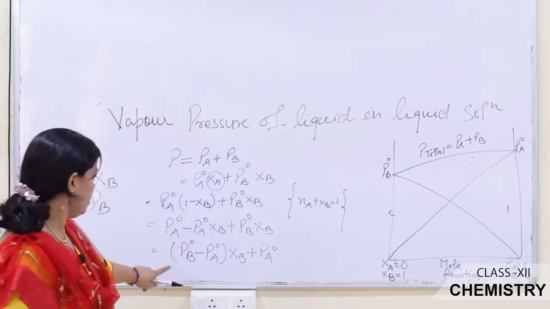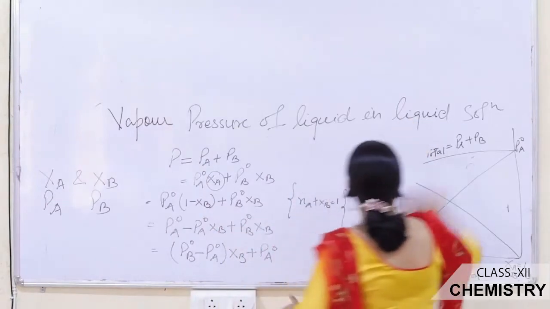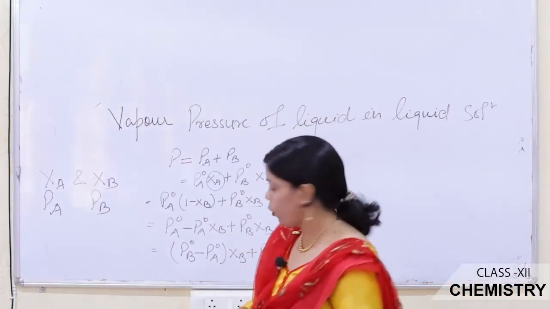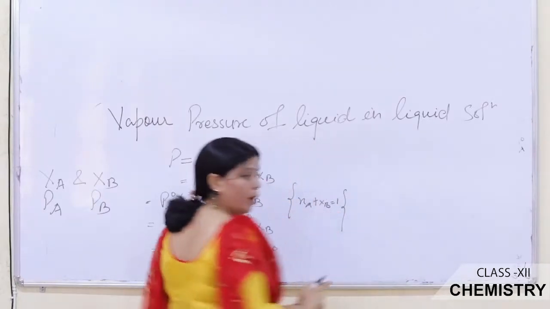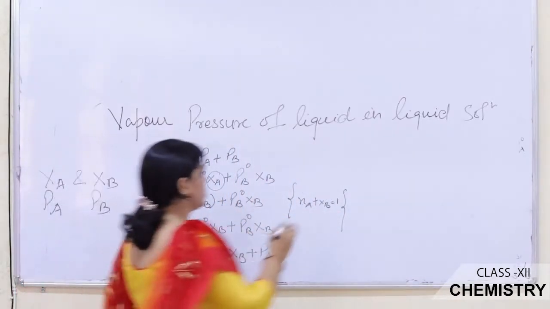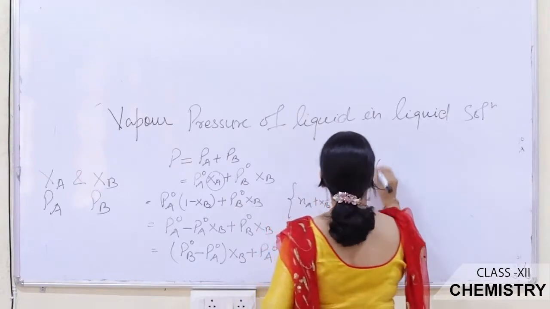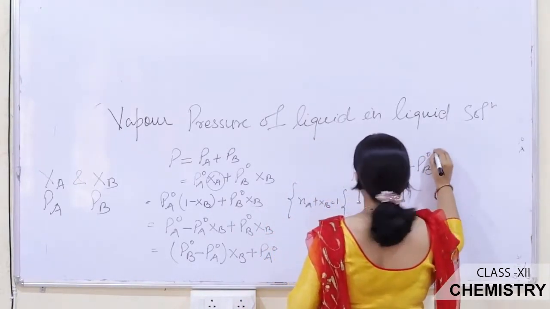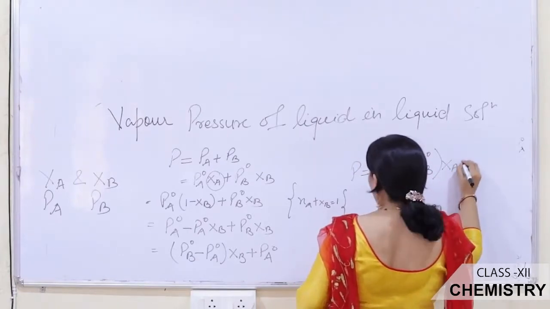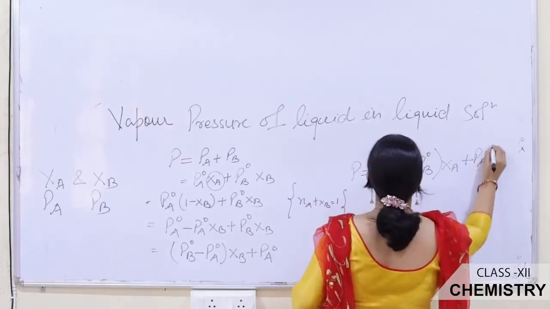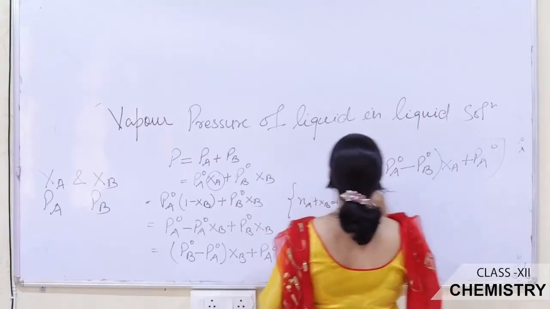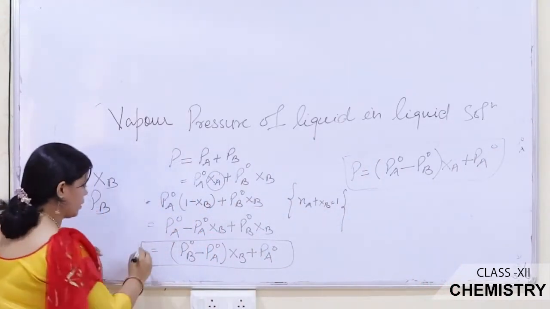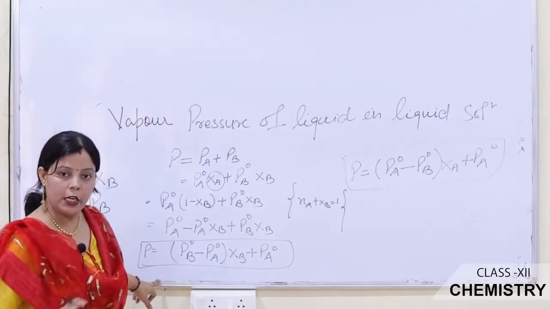That is the equation to calculate the total vapor pressure of the solution. Similarly, when in place of XB we substitute 1 minus XA, then we get P is equal to PA naught minus PB naught XA plus PA naught. These are the two equations used to calculate the total vapor pressure of the solution when two volatile liquids are mixed.